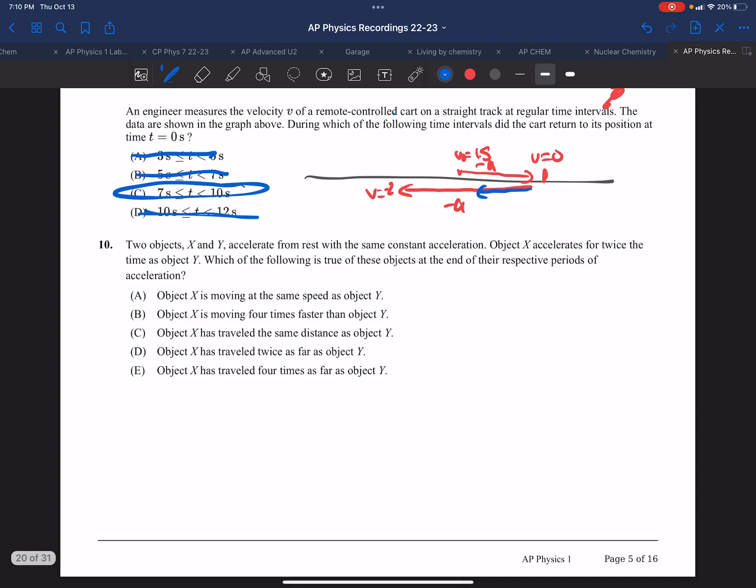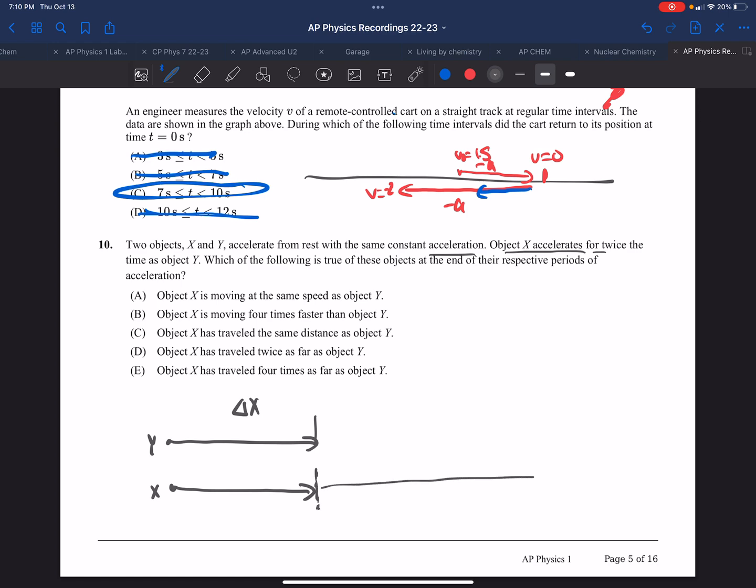All right, our next question. We have two objects, X and Y. Accelerate from rest with the same acceleration. So we've got this one accelerating in this direction, X and Y. Same acceleration. X accelerates for twice as long as Y. So let's say there's this period of time t, it accelerates and it covers this delta x. Well, X is going to accelerate for twice that amount of time, so it's going to travel even farther.